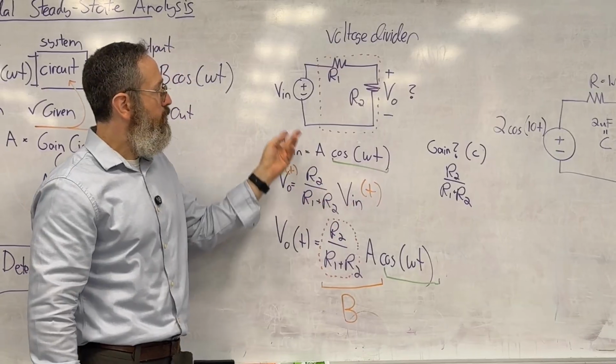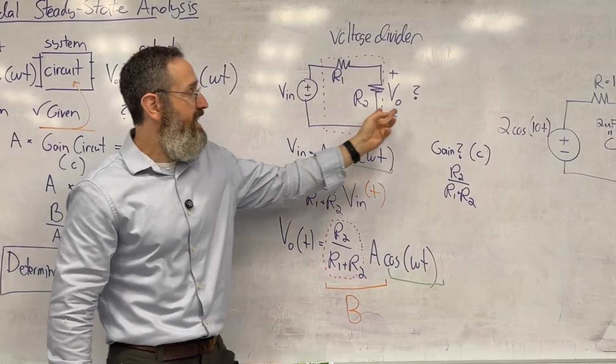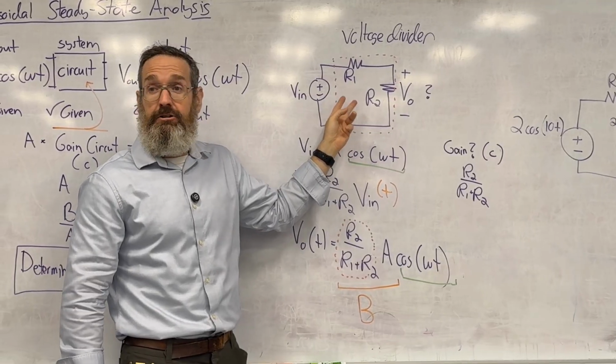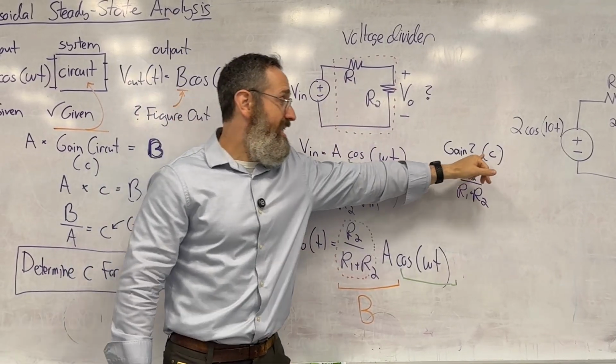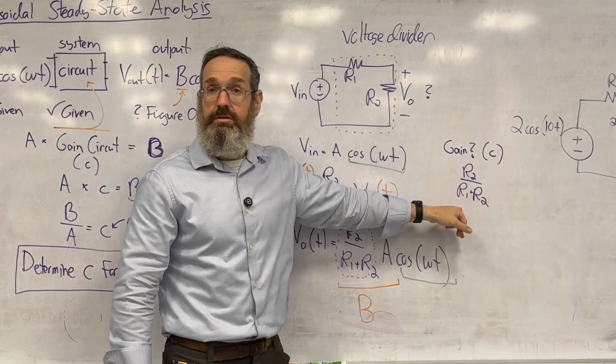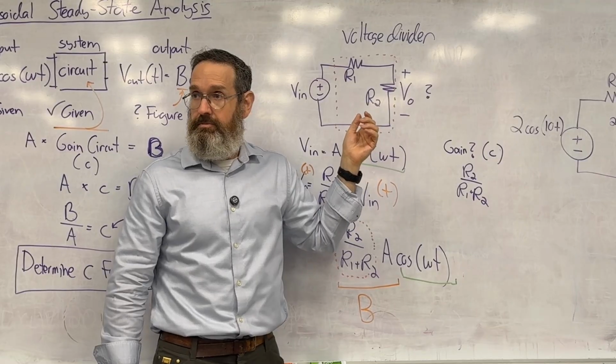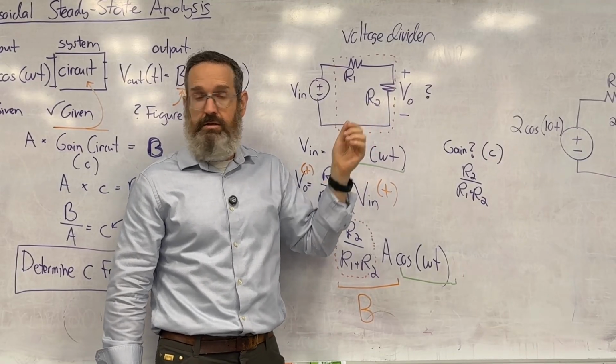So what do we have? We have an input, we have an output, we have a circuit. The circuit is characterized by a gain, which we call C. That's it.